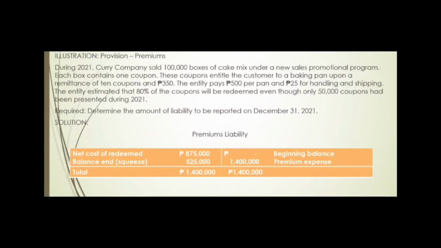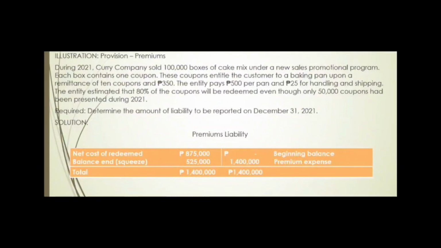And then you come up with 1,400,000. And then the number of coupons redeemed is computed as follows: 50,000 boxes times 1 coupon divided by 1 box, since 50,000 coupons were redeemed during 2021. So the net cost of coupons redeemed is 50,000 coupons divided by 10 coupons times 175. Then you come up with 875,000.